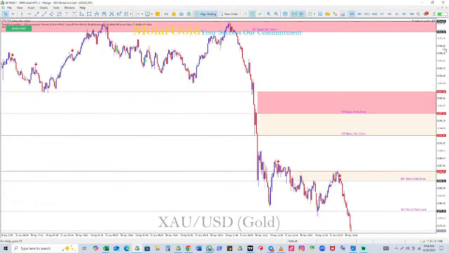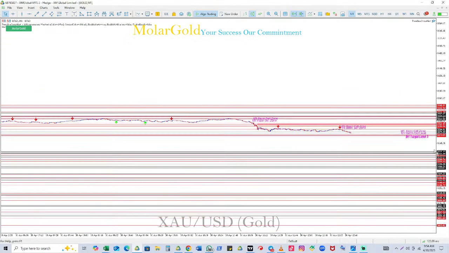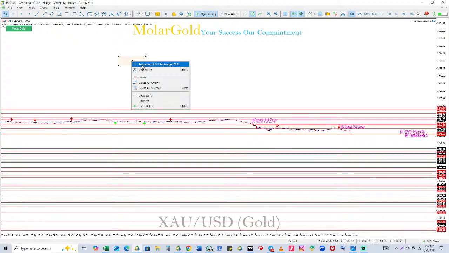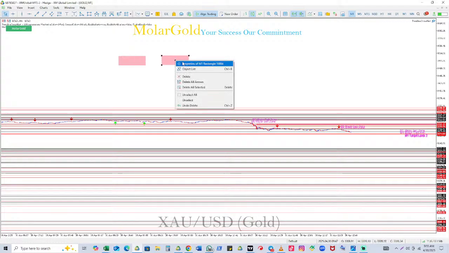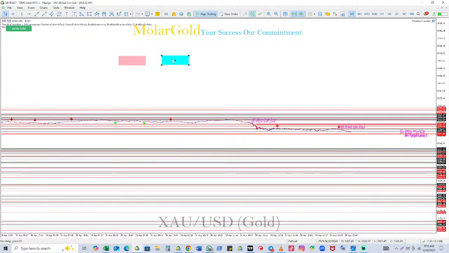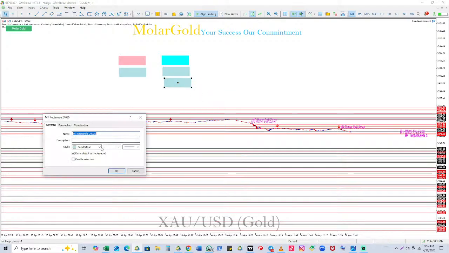Now let's look at the types of zones. So let's squeeze the chart. I'm just squeezing the chart. You see there are so many lines on the chart. So the first type of zone that we have is major zones. So we have two types: major and another minor. Then we have micro, the micro.